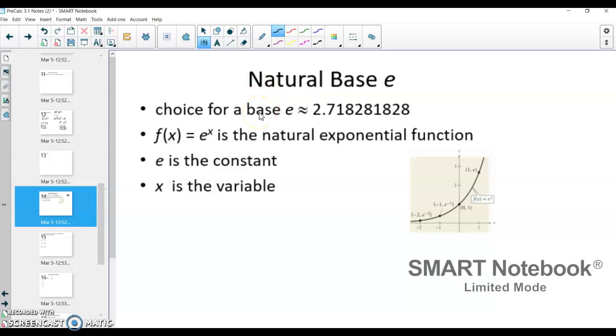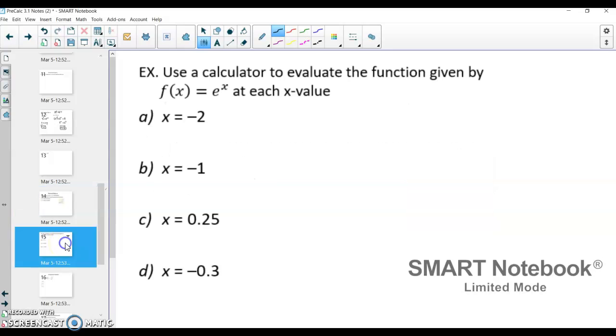Here's an introduction to the natural base e. E is just a constant, and we'll learn more about it when we talk logarithms, but e is just your constant. It's 2.17, an irrational number, non-repeating. All right, and when you see e to the x, it's a pretty common exponential function used in the real world quite a bit, and we'll see that at the end.